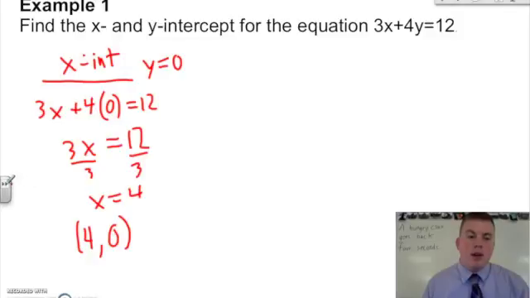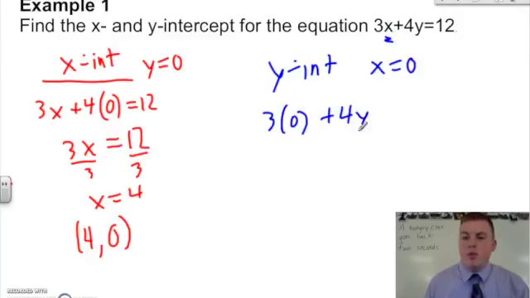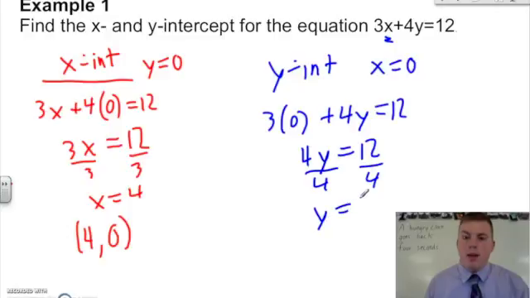Now we're going to do something very similar to find the y-intercept. To find the y-intercept, remember that x will have to equal 0. So in this problem, we're going to replace the x with a 0, and we're going to do plus 4y equals 12. This time we have 3 times 0, that's going to go away because it's going to give us 0. And we have 4y is equal to 12. We would divide both sides by 4, and we get y is equal to 3.